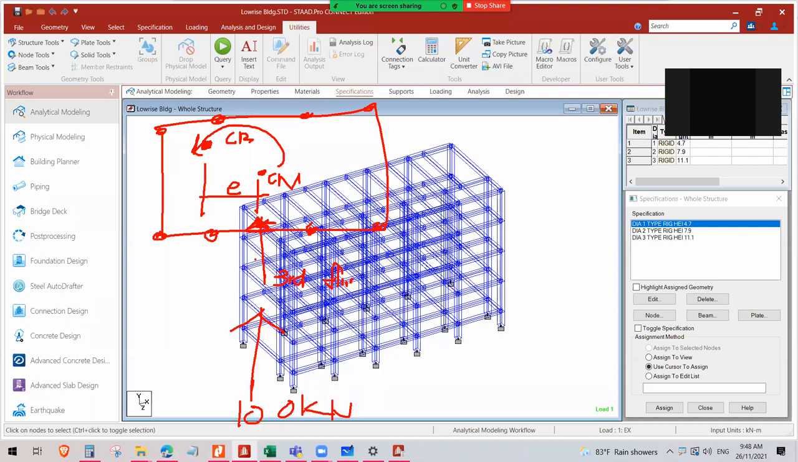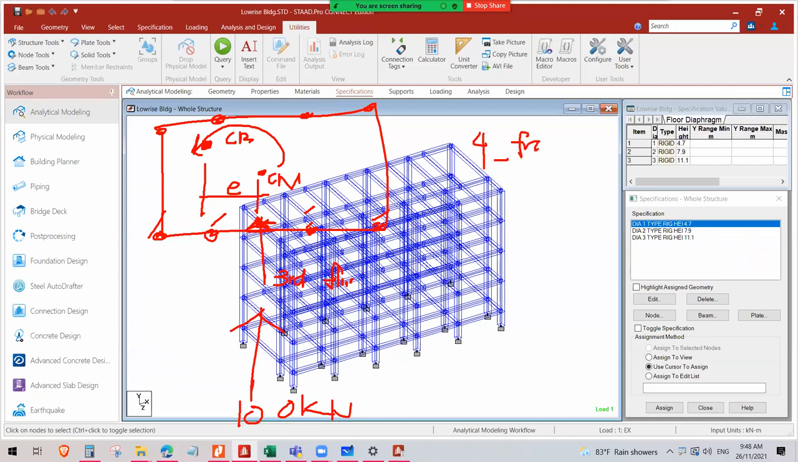So say, how many columns do we have? Plan-wise, 1, 2, 3, 4. Apat na frame pala, sorry. Apat na frame. 4 frames. Hindi naman, no? So, 4 frames. So, yung four frames na yan, that will share the 100 kilonewton. May share sila sa 100 kilonewton.